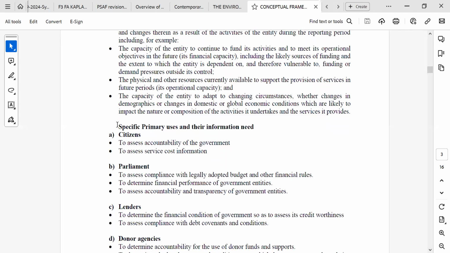All right. Let's come to the primary users and their informational needs. The first one is the citizens. With the citizens, what are the things that we are going to be looking at? What assessment will we be making from the financial statement? Whenever we pick a statement of any public sector entity, what are the assessments that we'll be using that information for?